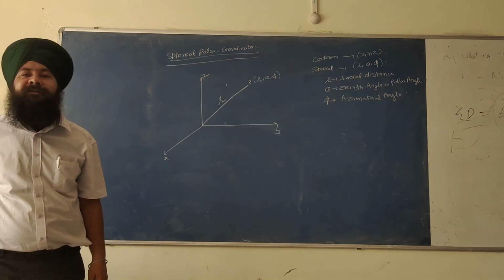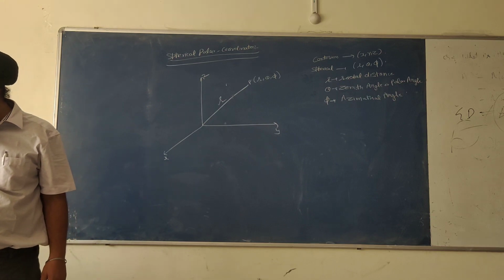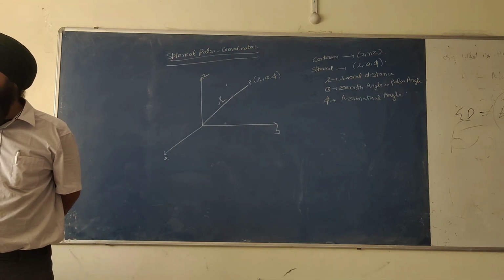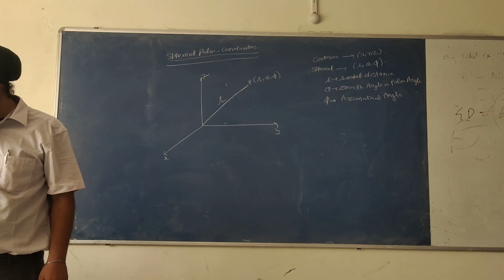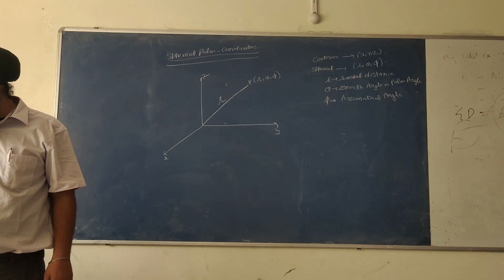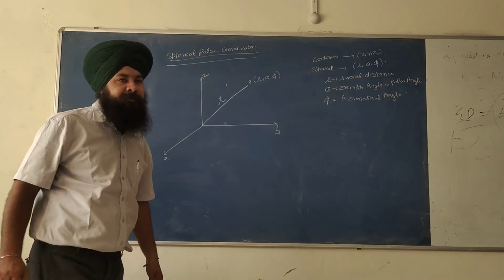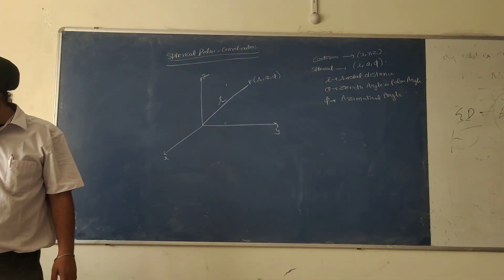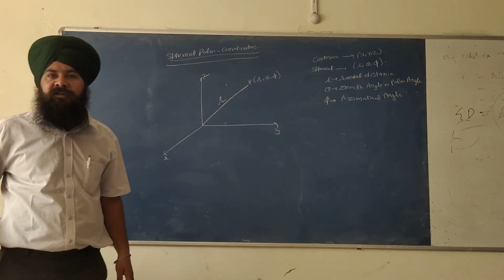Consider a point P in space. Is it understandable or not? Consider a point P in space can be represented on the surface of a sphere.